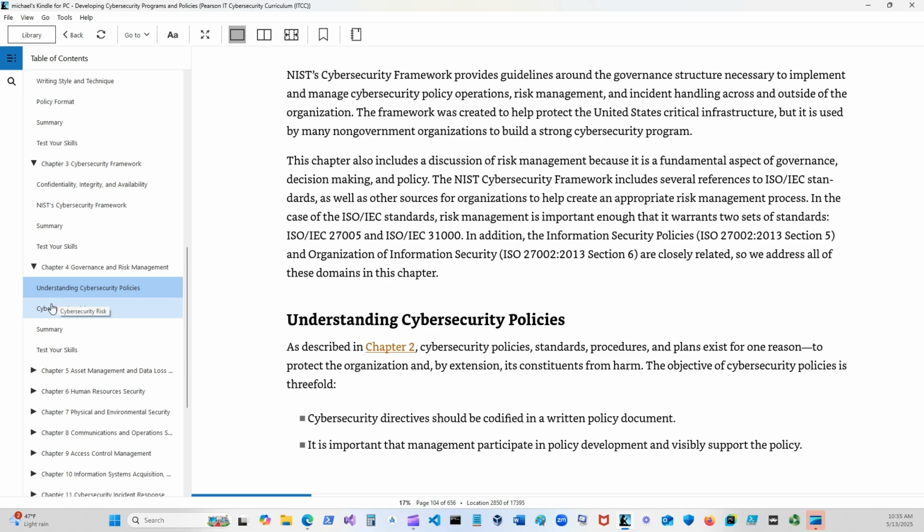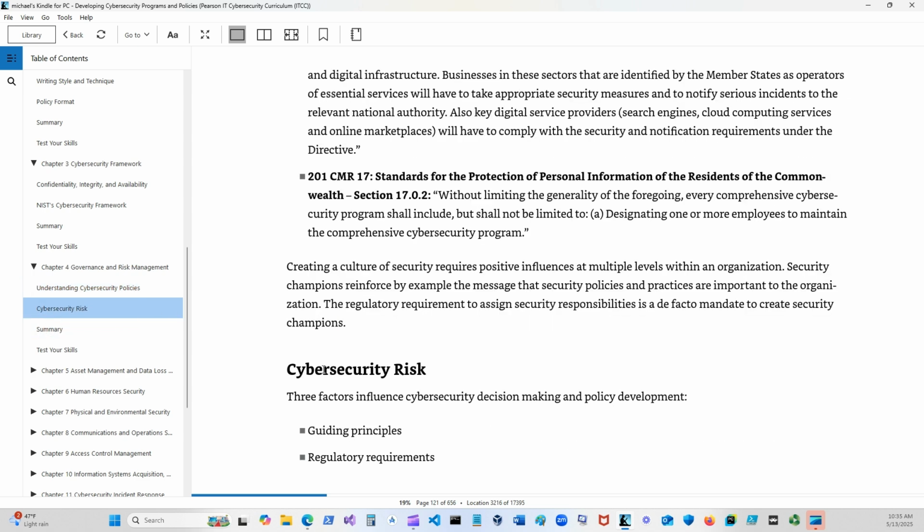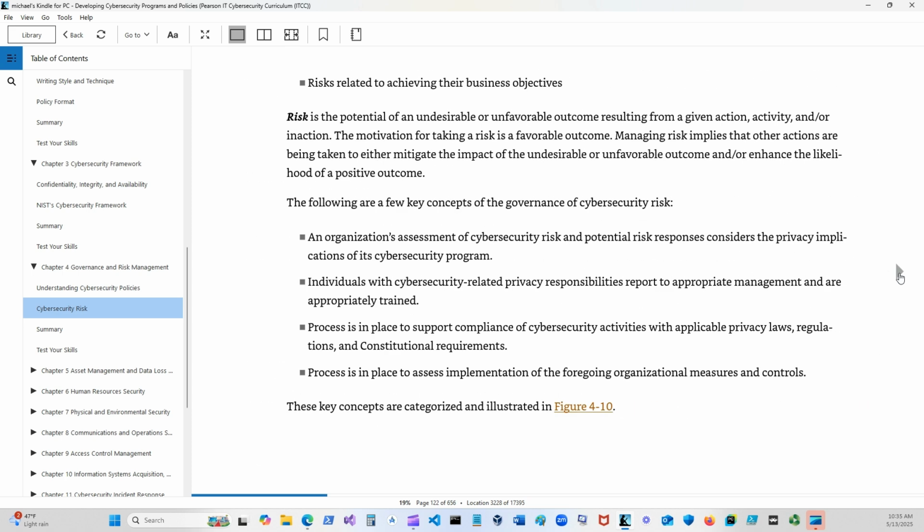Okay, understanding policies and cybersecurity risks. Three factors influence cybersecurity decision making and policy development: guiding principles, regulatory requirements, and risks related to achieving their business objectives. Okay, so risk is the potential of an undesirable or unfavorable outcome resulting from a given action, activity, or inaction. And this came from England and so on, right? So this is old, but it's the basic definition for risk.